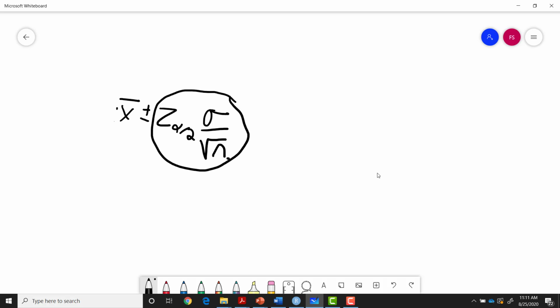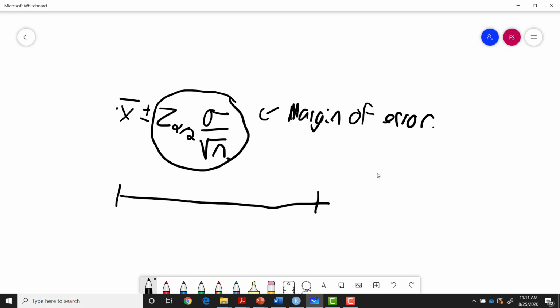So if we've got this guy here, it is called the margin of error. This is like half the width of the confidence interval. We've got our x bar, and I'm not going to draw the distribution. This is half the width of the confidence interval. And if we subtract it, that's the other half of the confidence interval.